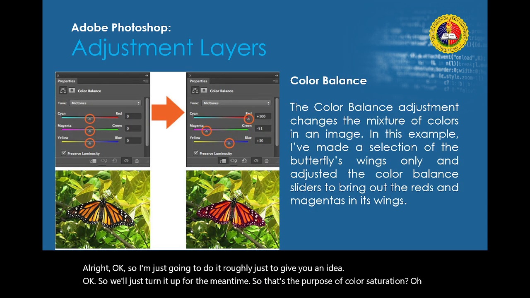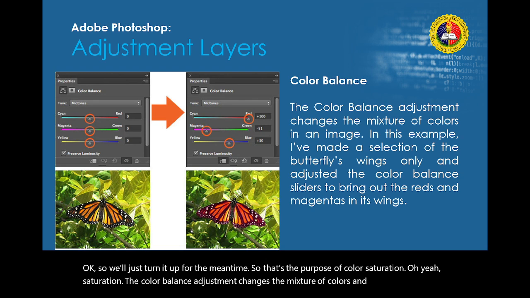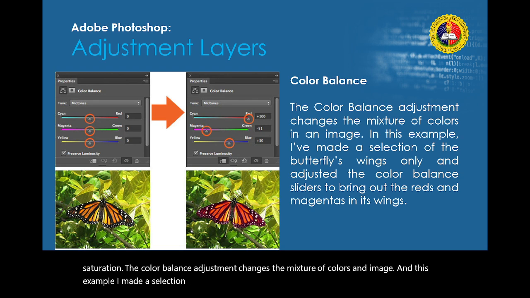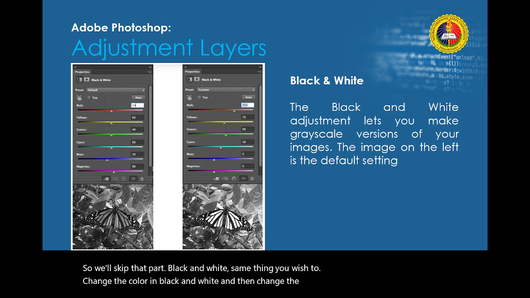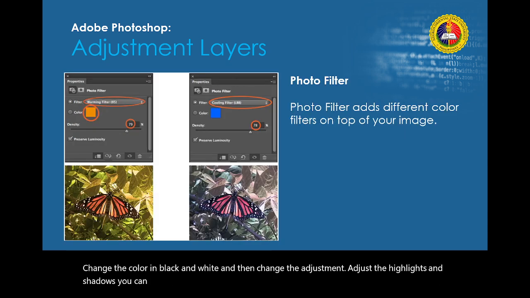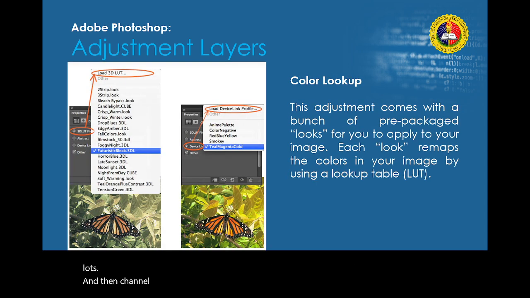Oh, yeah, saturation. The color balance adjustment changes the mixture of colors in the image. In this example, I made a selection of the butterfly swing only and adjusted the color balance. Alright, so I don't really use it as much, so we'll skip that part. Black and white, same thing. If you wish to change the color in black and white and then adjust the highlights and shadows, you can also do that. And then photo filter, same thing. You will be using lookup tables or LUTs. And then channel mixer, and then color lookup.